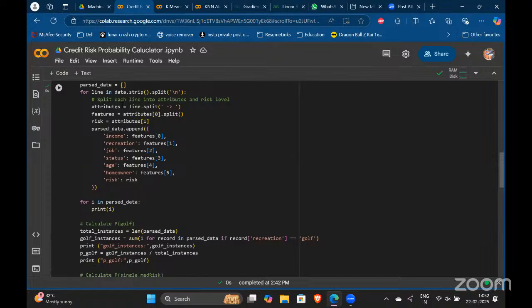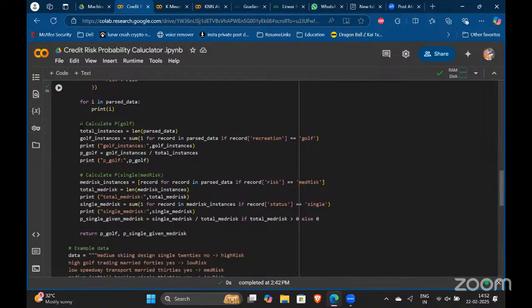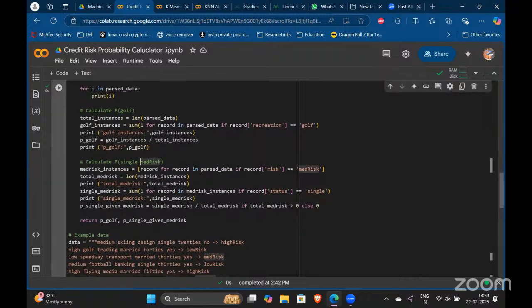So here we have added the data that we have into the past data. And here we are trying to calculate the probability of golf. You can see the total number of instances where we have golf as the recreation, and these golf instances we are trying to identify. So total golf instances by total instances, which is 4 by 10, we get 40%.